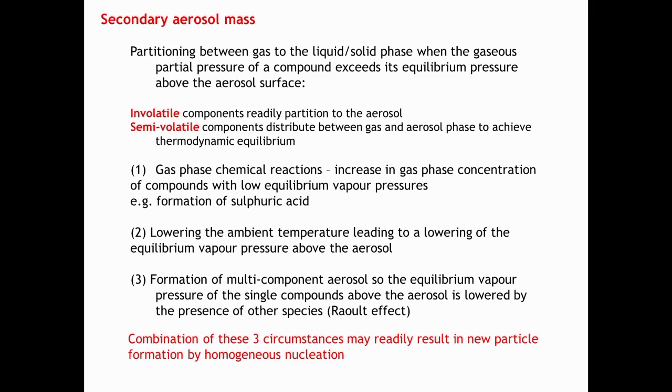It depends how much acid there is in the atmosphere. If there's a lot of acid, ammonia wants to be in the particles because the vapour pressure of, say, ammonium sulfate is very, very low. And so ammonia on its own has got quite a high vapour pressure, but when it reacts with sulfuric acid to form ammonium sulfate, it's got a very, very low vapour pressure.